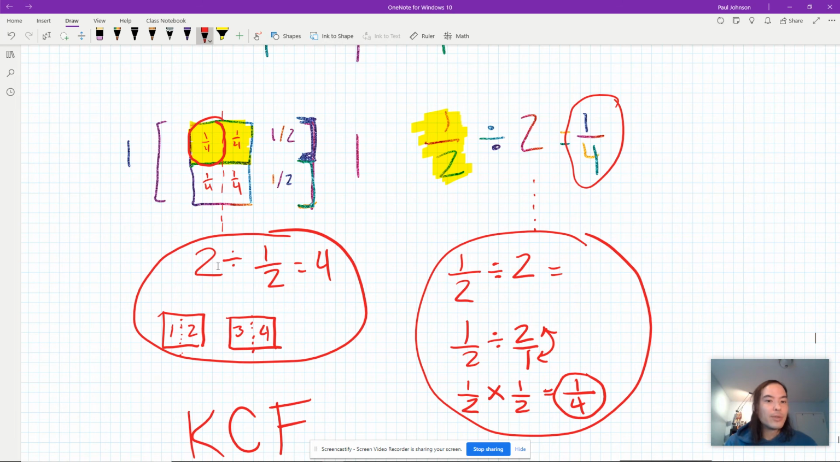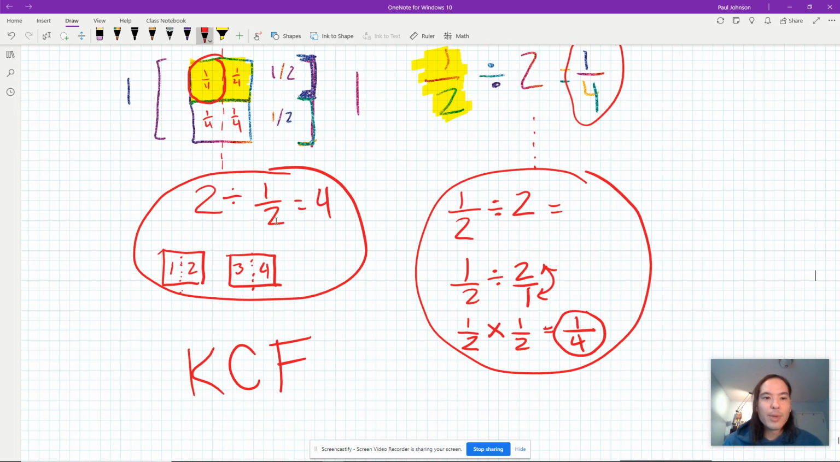When we divided two wholes into halves, we had 1, 2, 3, 4 pieces. So make sure you realize that when you're dividing a whole number into fraction pieces, you're looking for how many pieces there are in total. When you take a fraction and divide it into whole number pieces, the answer you get is how big one piece is. All right. So if we took a half and divided it into two pieces, our piece would be 1/4. If we took two and divided it into halves, we would have four pieces.